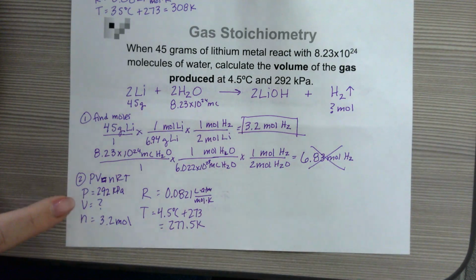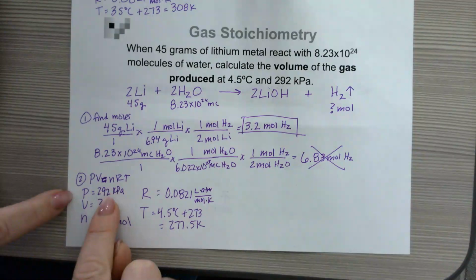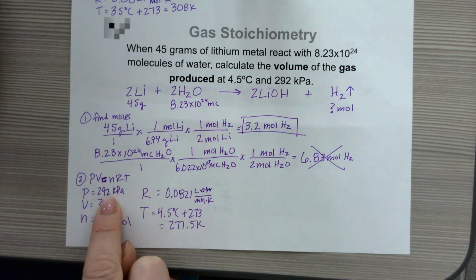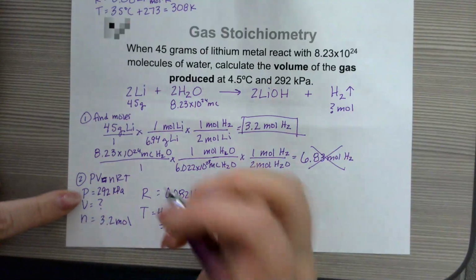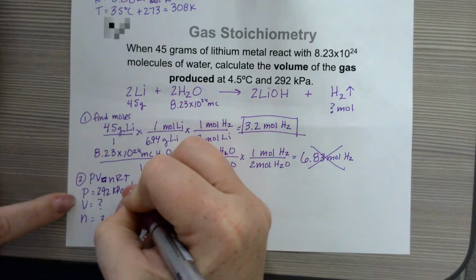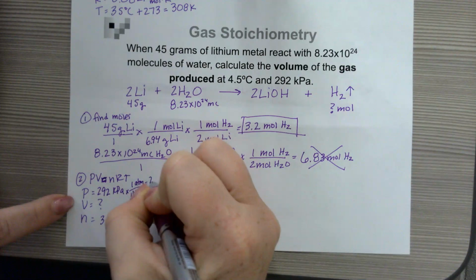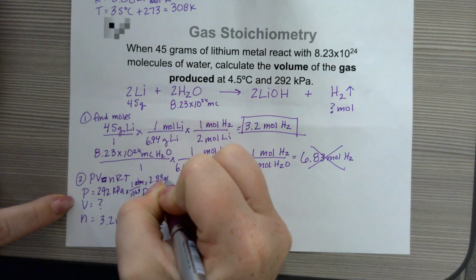And then there's one more thing we need to do with this one before we can plug our numbers in, and that is our pressure. Our pressure is in kilopascals right now, and we need it in atmospheres. So we're going to change that into atmospheres, so it's 101.3 per 1 atmosphere, and you end up with 2.88 ATM.